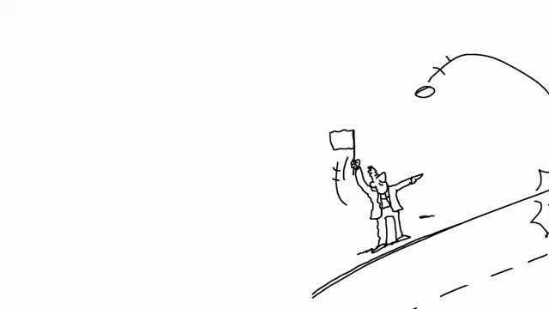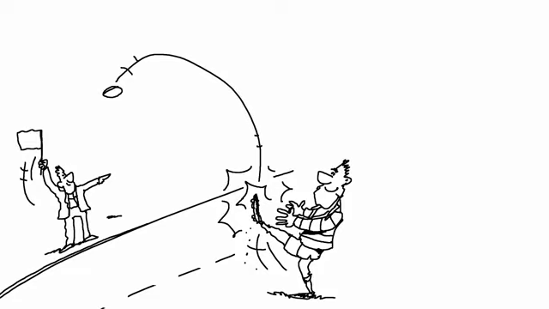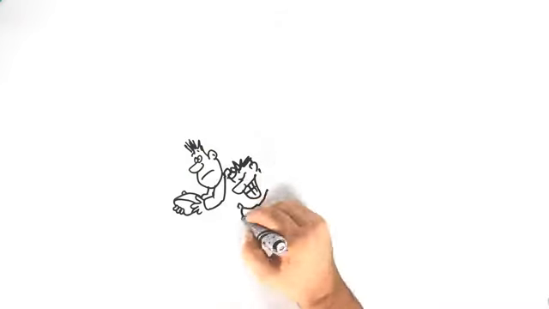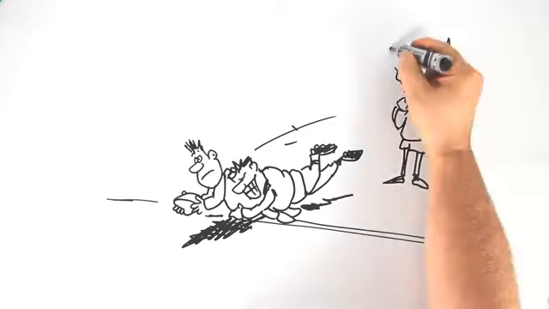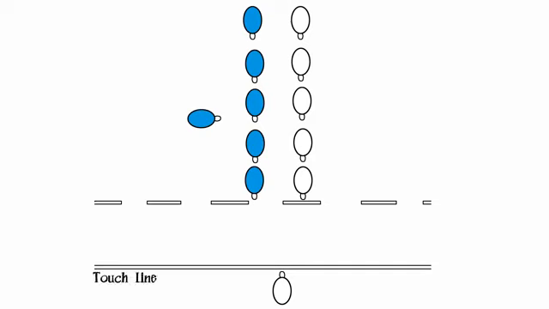Of course, the ball can go out of touch. If the ball is out because it's kicked out, or because a player holding the ball is tackled and falls across the touchline, or if the foot of a player holding the ball is on the touchline, the game will be restarted with a line-out.